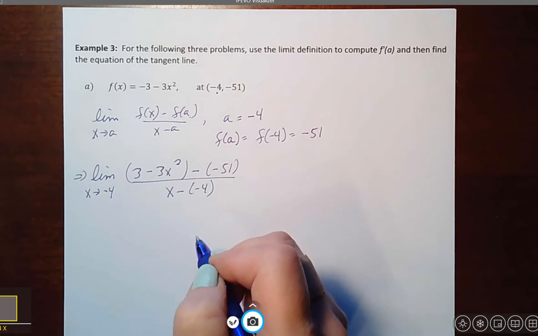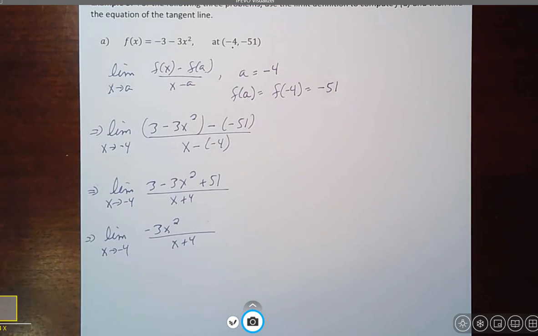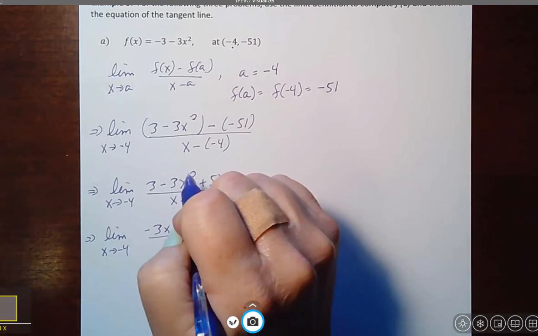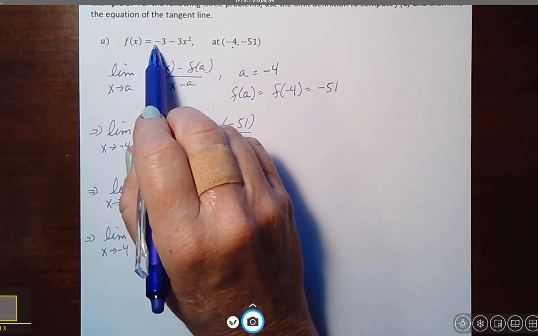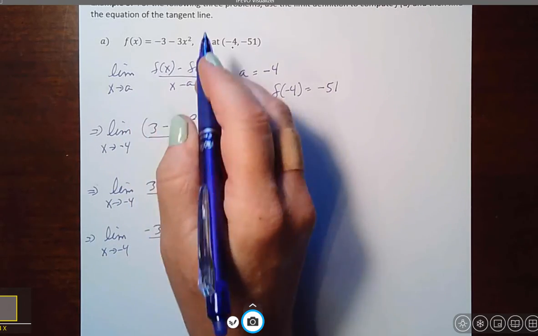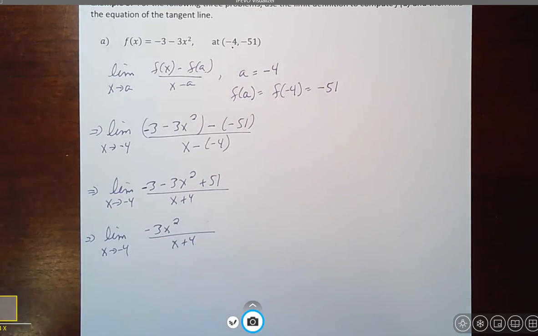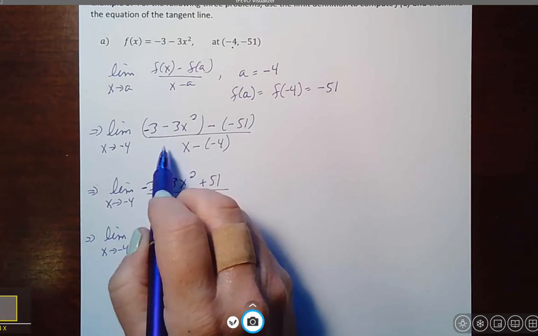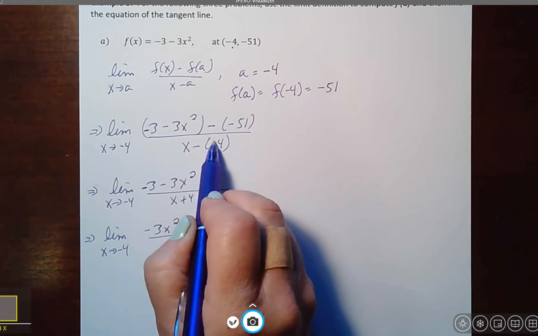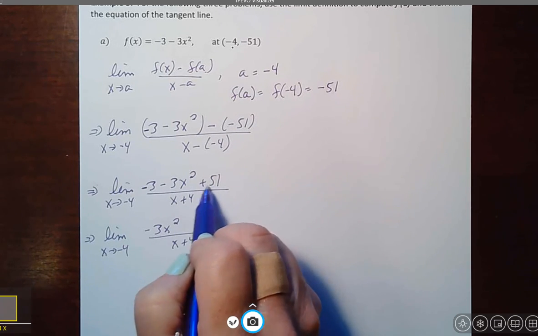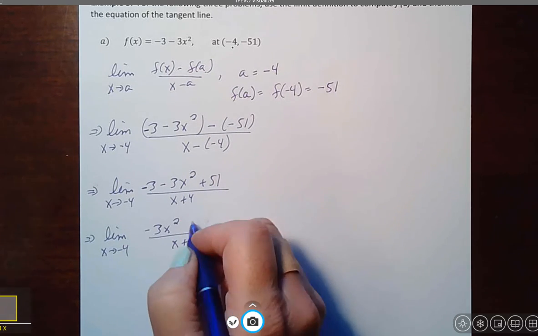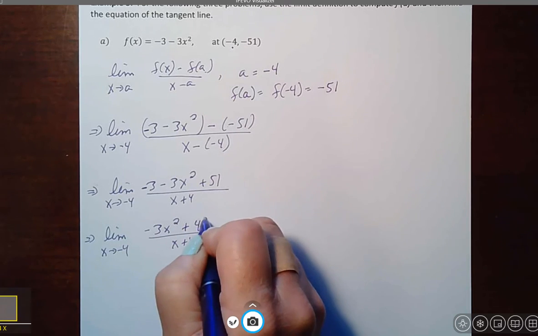Let's simplify that. Hopefully you saw that I forgot to put in this -3. I'm over here saying 3 minus 3x squared, but actually it's negative. So let me come back in here and put those in. I went ahead and distributed this and this right here, making those two positive. Now 51 minus 3 is 48, so plus 48 all over x plus 4.